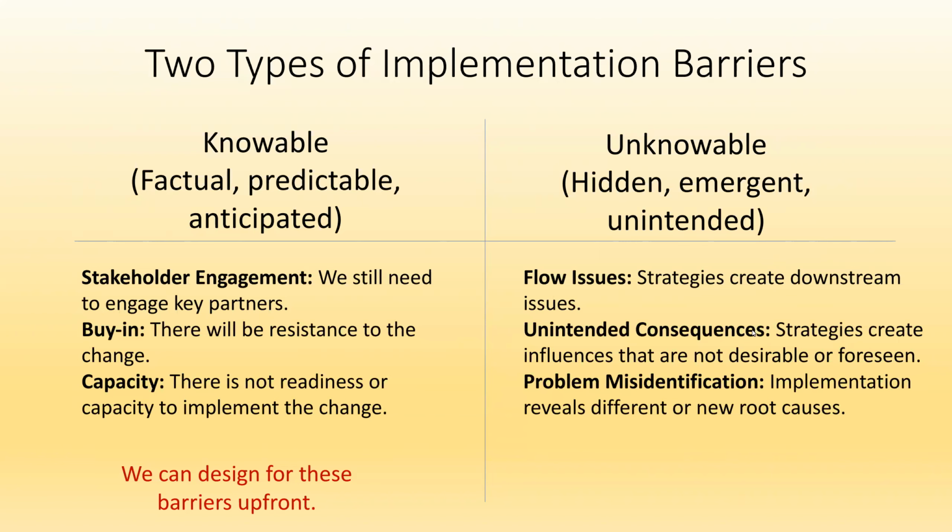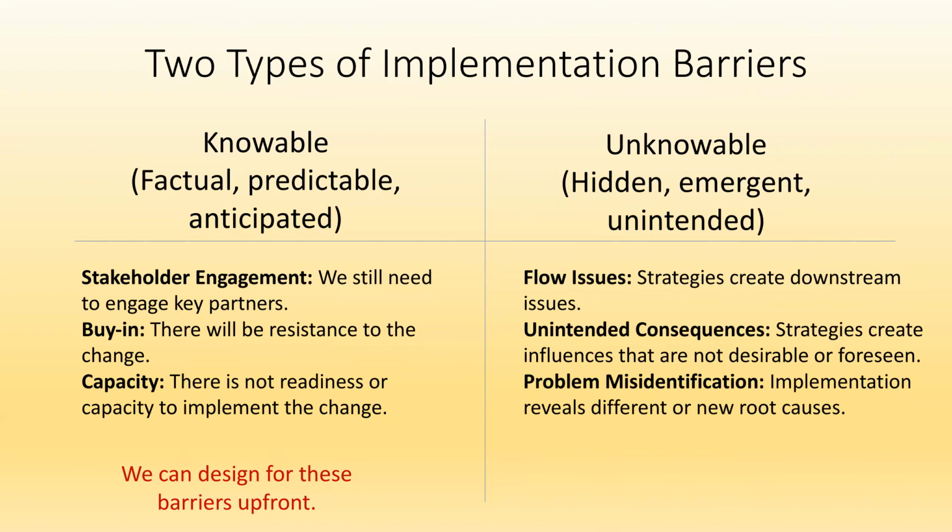Another can be unintended consequences. Again, strategies create influences that are not desirable or foreseen. What we just talked about in a way is an unintended consequence, but it could be other unintended consequences. Maybe for some reason, not to your liking at all, this coordinated intake system actually created more disparities and more inequalities in terms of who's getting served than it was before. And so that certainly wasn't your intention, but it has actually happened. So now what are you going to do about it?